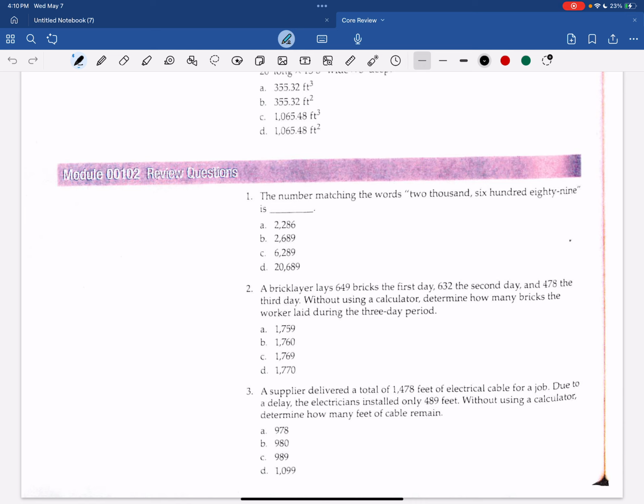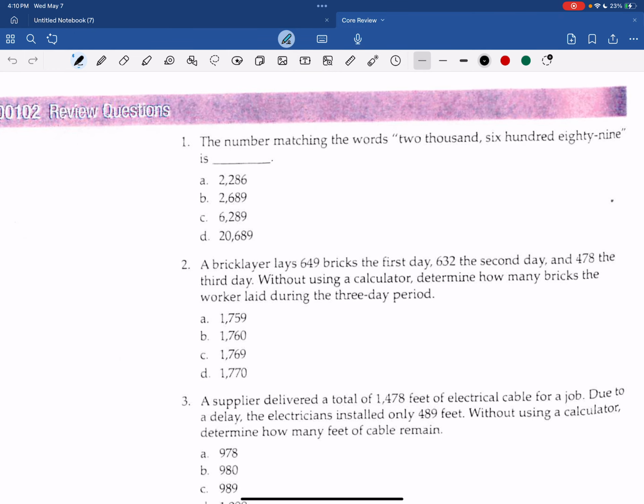So number one, I'm going to zoom as much as I can. The number matching the words 2000, 689 is blank. So we're going to take a look at this particular phrase and match it with the numbers. So I notice that there's a comma after the 2. So this is 2,689. So I am looking for something like that. And of course, that is option B.